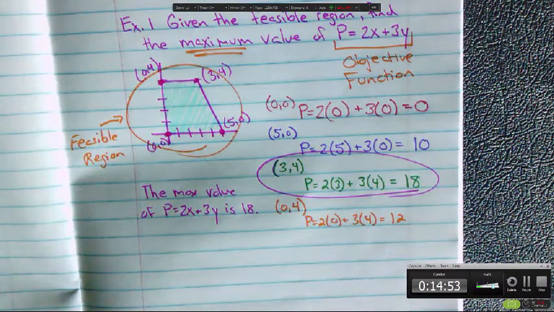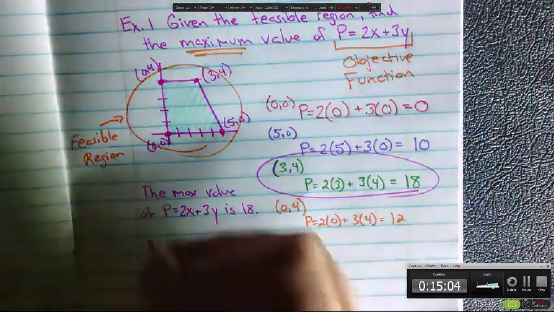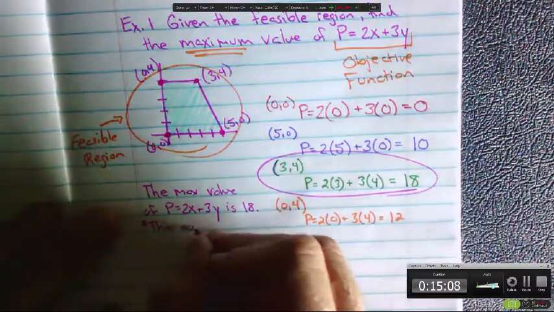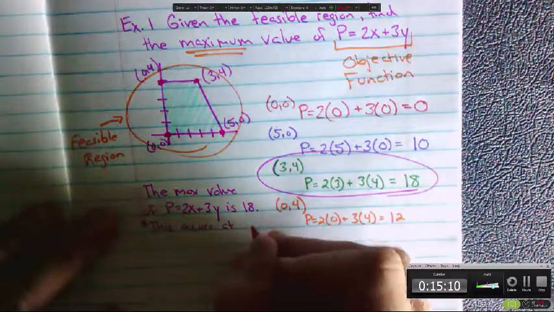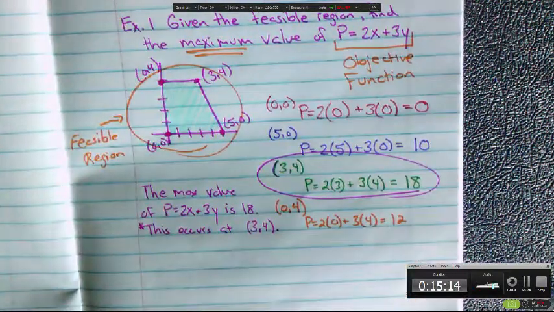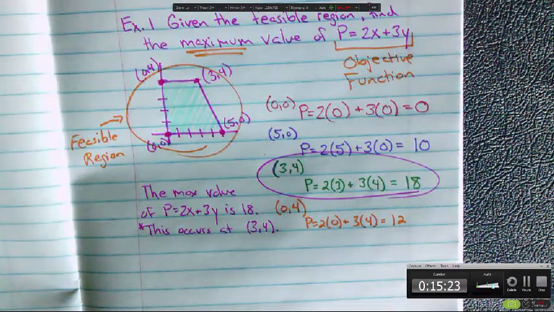Now, it doesn't ask us where the maximum value occurred, but if it did ask us where it occurred, we'd say this occurs at 3, 4. So this is not part of the question, but we can write it down. This occurs at 3, 4. Is there any question on this?